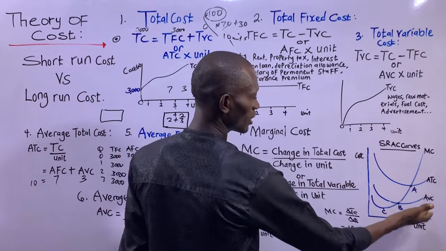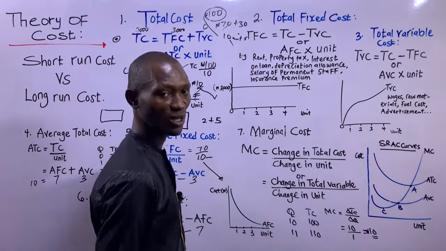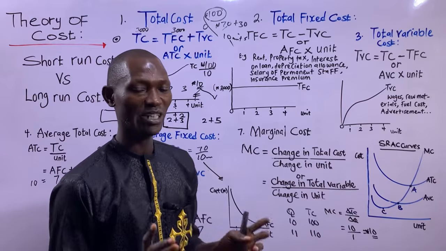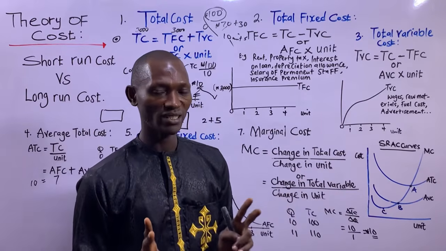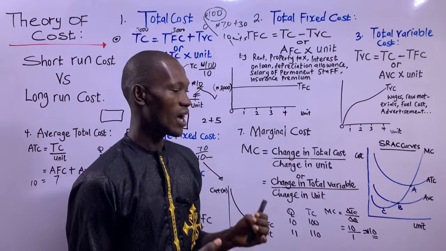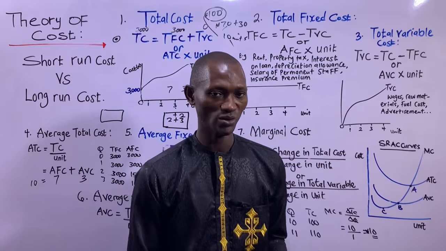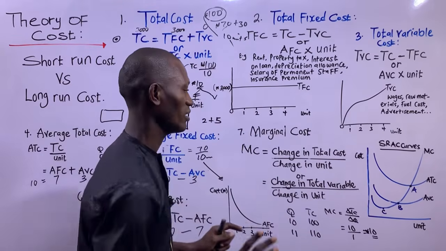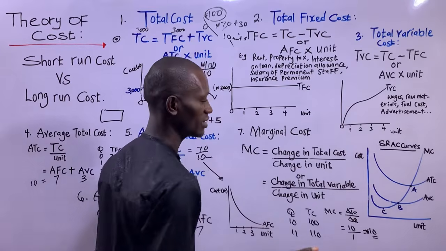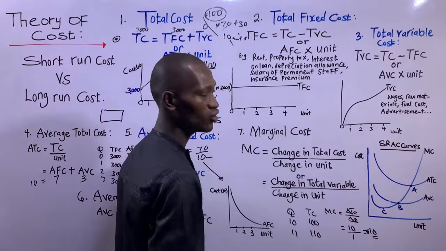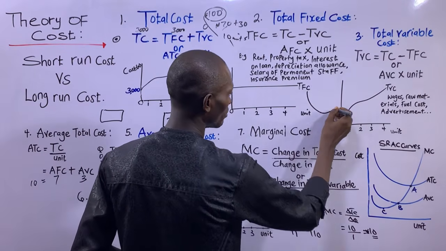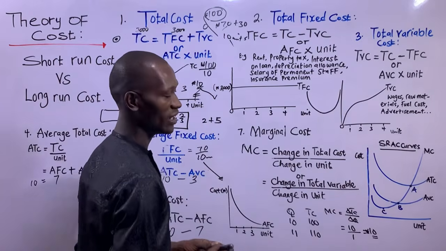So average total cost, average variable cost, and marginal cost, they all have a U shape. And the reason for that U shape can be explained using two ideas: economies of scale and diseconomies of scale, as well as diminishing returns. So I'll be explaining those two points here. Now, let me start off with economies of scale and diseconomies of scale. But before that, the various cost curves are U-shaped. That means they first fall, reach a minimum, then they start rising. That's what we mean by they have a U shape.